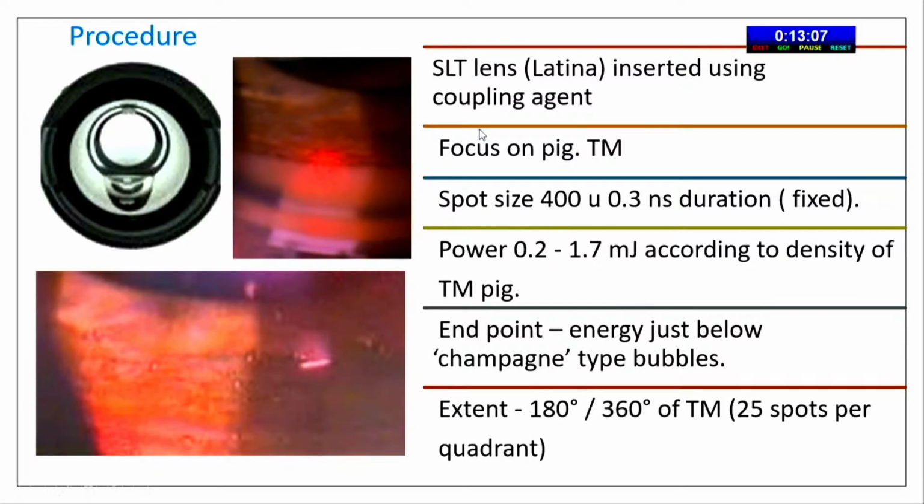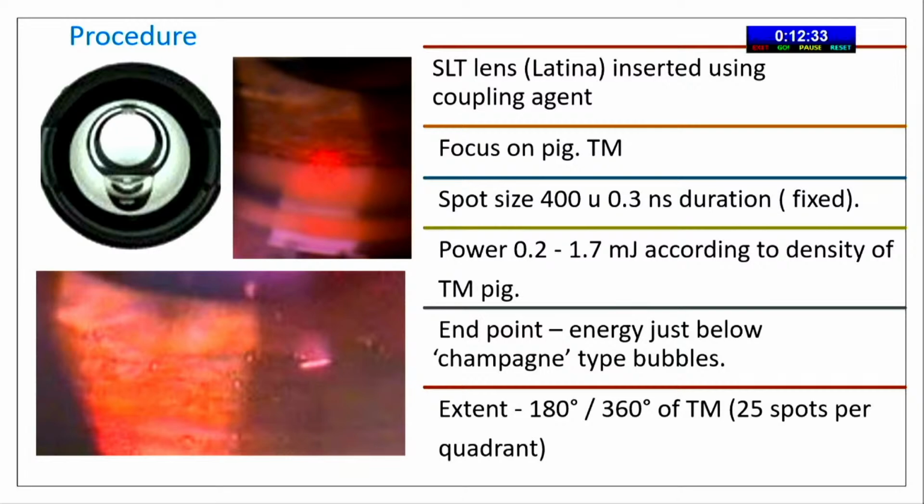Procedure: again, the same prior preparations would be there: explain, consent, xylocaine, patient seated comfortably. The lens that we use here is the SLT lens, known as the Latina lens. It has a button like this, which is like a gonioscopy mirror. You insert the lens just like a gonioscopy, you visualize the angle, and you have to focus the laser beam on the meshwork. The spot size here is 400 microns, with 0.3 nanoseconds duration, which is fixed. The energy can be changed from 0.2 to 1.7 millijoules according to the density of the pigment.